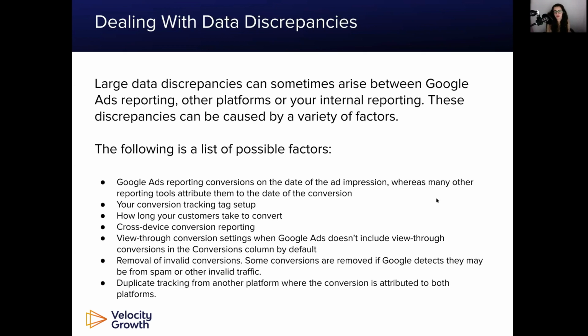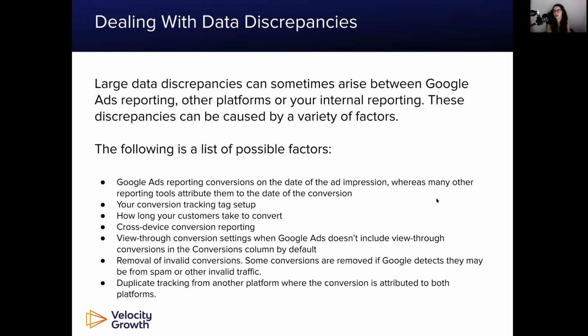Google Ads reports conversions on the date of the ad impression, whereas many other reporting tools attribute them to the date of conversion. That goes back to the window you're looking at, the click-through window or the viewing window. If you are monitoring them differently in Google Ads than on a different platform, you're going to see different conversion data. Another one is your conversion tracking tag setup. If you have set up your tracking inaccurately, that is naturally going to cause a data discrepancy.